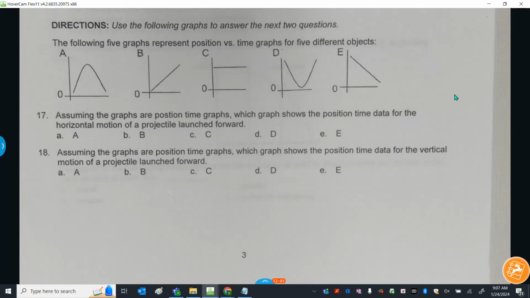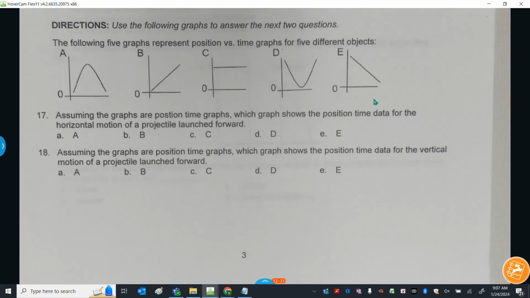Number 18. Assuming the graphs are position time graphs, which graph shows the position time data for the vertical motion of a projectile launched forward? And again, for my projectiles, vertically, I need acceleration. And that means a curve. On a position time graph, acceleration means that I need to see a curve. And there are only 2 graphs up here with a curve, A and D. It's got to be one of those 2. Okay, but let's see which one makes sense.